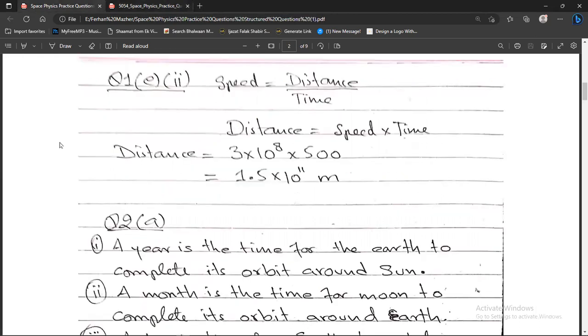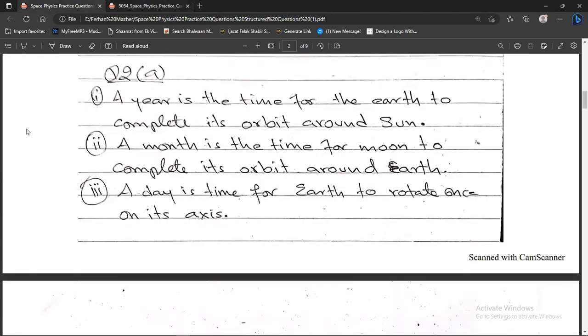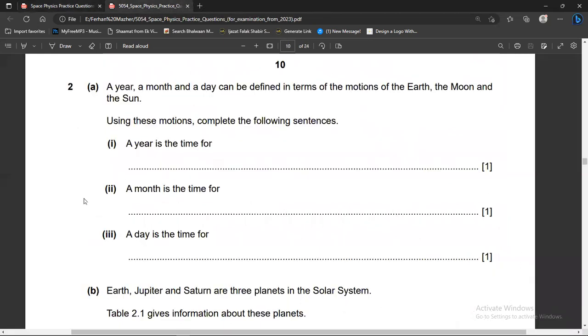So this is my answers. Okay, so let's have a look what I have written. A year is the time for the moon to complete its orbit around sun. A month is the time for moon to complete its orbit around earth. A day is time for earth to rotate once on its axis.